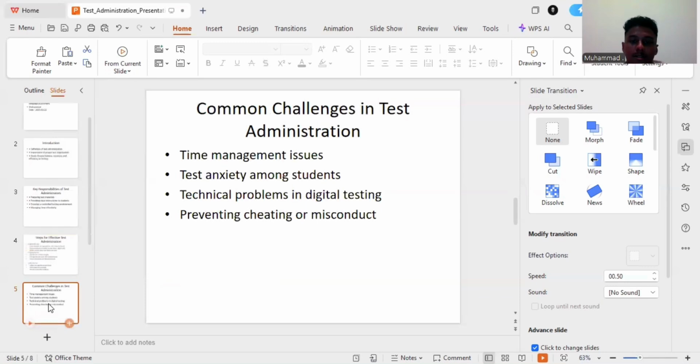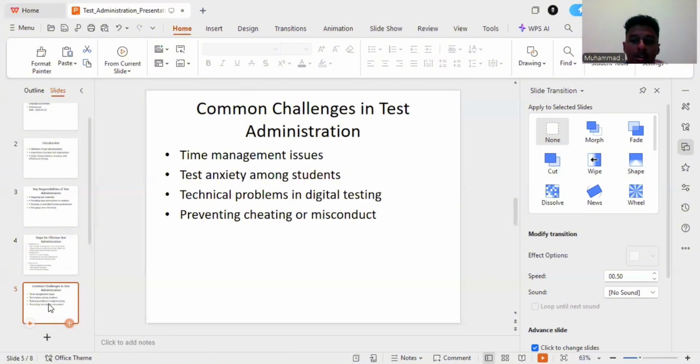Common challenges in test administration: time management issues, test anxiety among students, technical problems in digital testing, preventing cheating or misconduct. Best practice for organizing and administering language tests. We have four types of it, and the first one, planning and preparation.